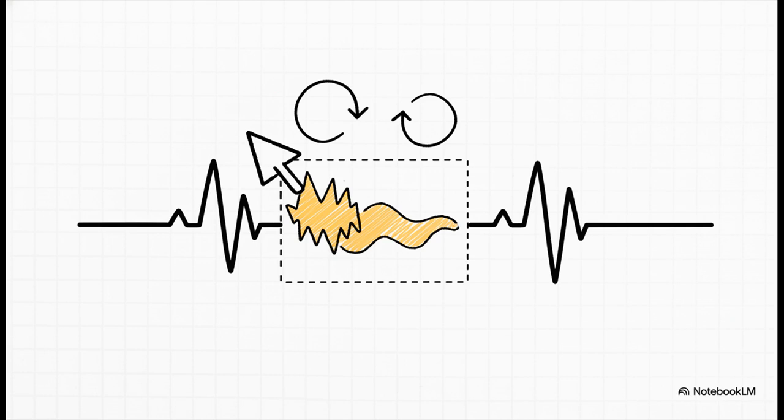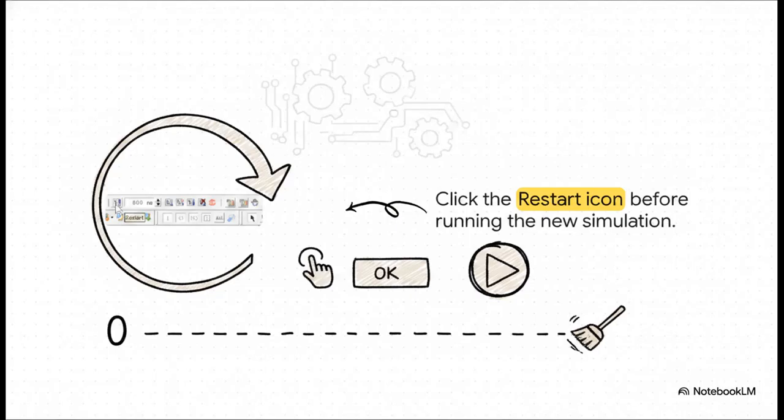We're going to inject new inputs by right-clicking our X and Y signals right there in the wave window. Go to Edit, Wave Editor, and let's modify the waveform. We'll change X to 0110 and Y to 1100 for the exact same time duration. Now pay super close attention here.